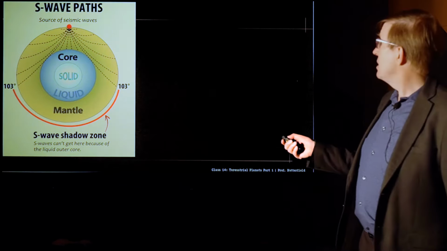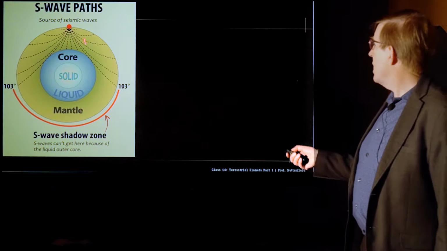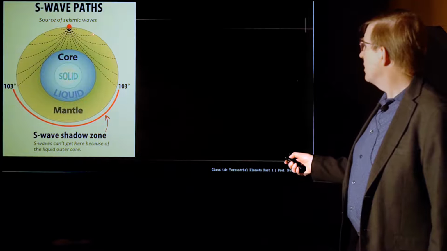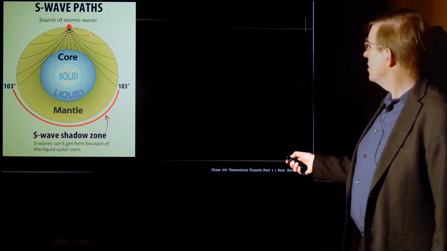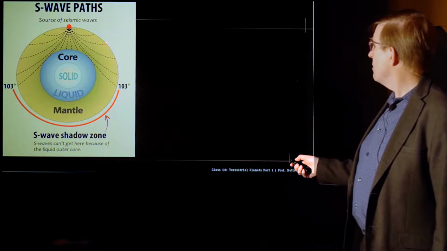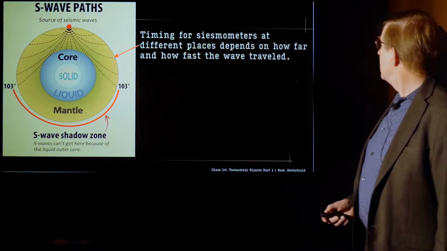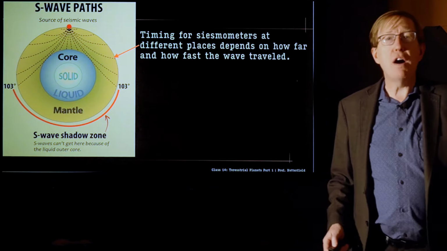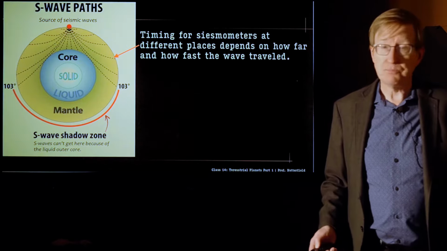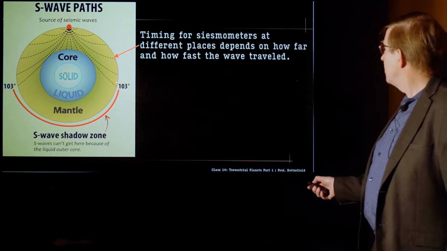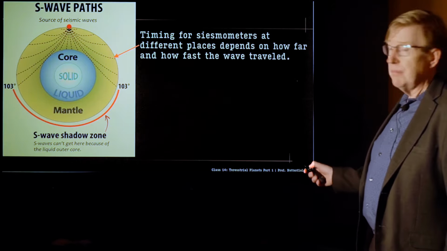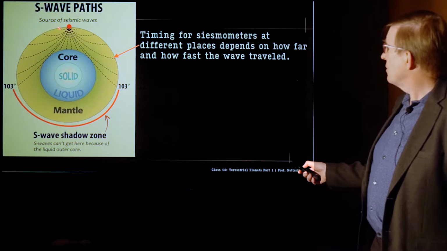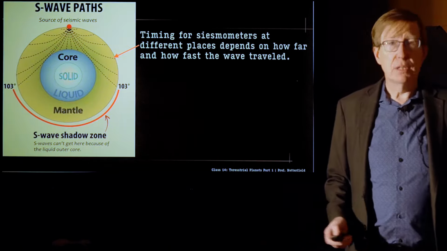You have a source of seismic waves here, and the waves travel out in all directions. And so if you put a seismometer here, a little after the earthquake, you'll see the wave hit it. If you had a seismometer here, a little while later, you'll see it hit it. So the timing for the seismometers at different places depends on how far and how fast the wave has traveled. If it's traveled a long distance, it's going to be a big delay. If it's a short distance, it'll be a short delay. If it's taken a circuitous route, like it's bent rather than coming straight, the timing will be different.